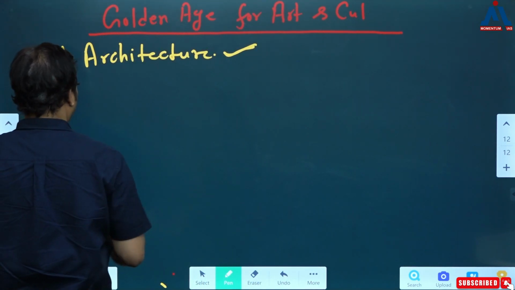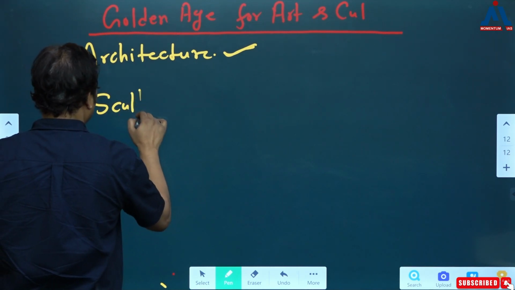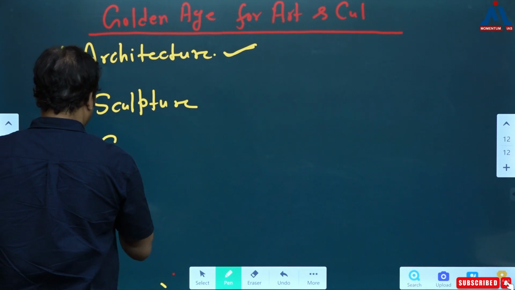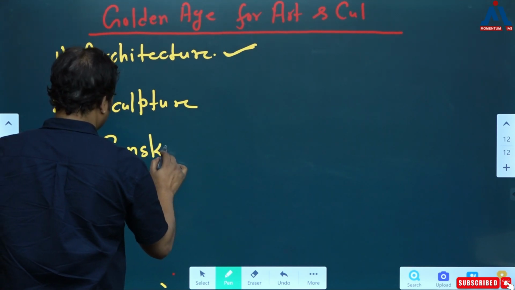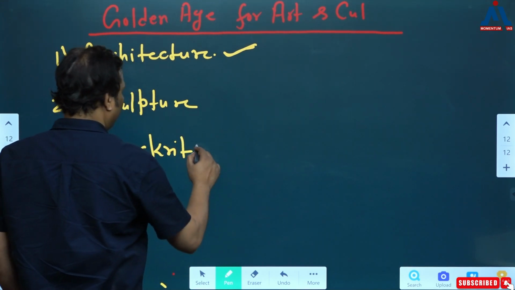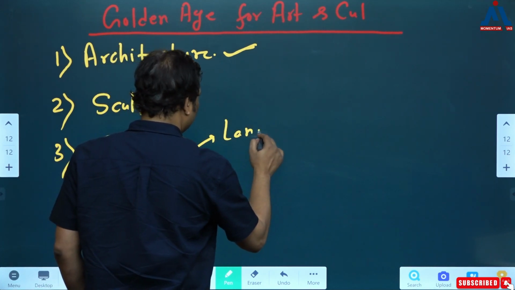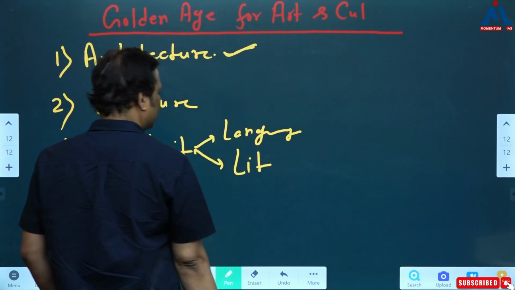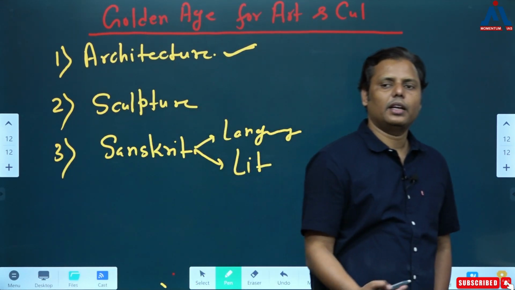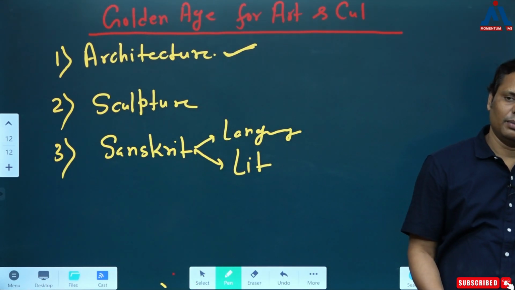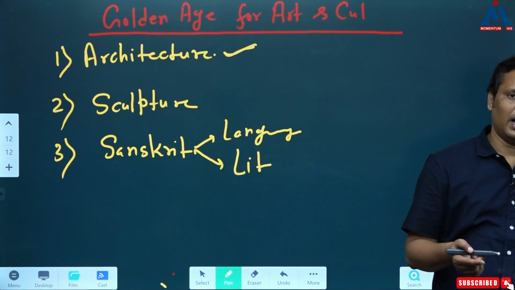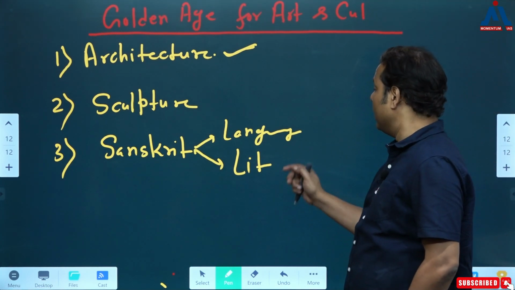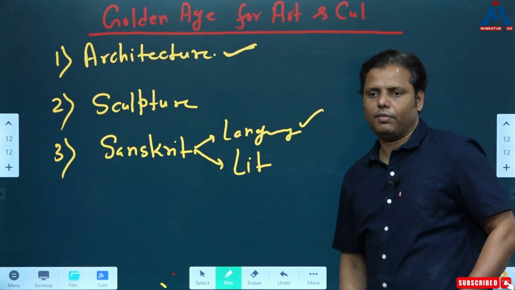Moving to the second thing, even in the field of sculpture you find immense development. Third, Sanskrit as a language flourished a lot. And Sanskrit literature, the majority of the great scholars of Sanskrit, you can notice in the Gupta period. Either you talk about Kalidas or Bhas or Sudrak, the majority of the great scholars of Sanskrit could be noticed in the Gupta period. So Sanskrit as a language became very flourished, right?